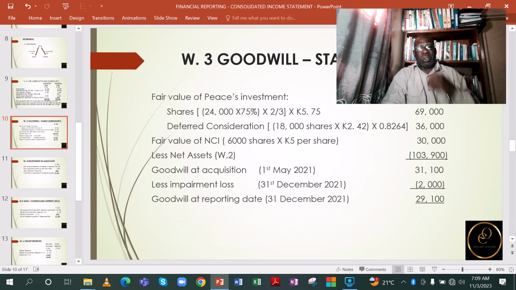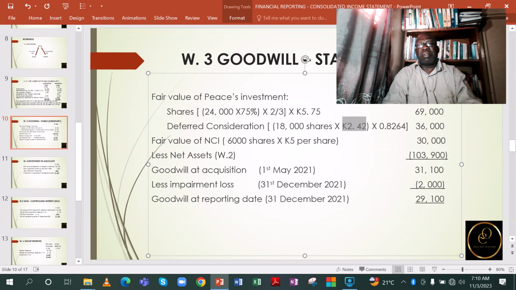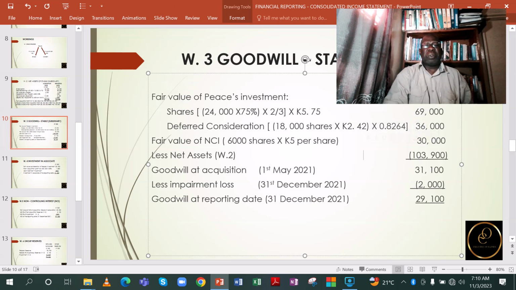When you work this out, 24 million times 2/3 times 5.75, you get 69 million. That is the fair value of the share exchange. So the fair value of the share exchange comes to 69 million kwacha. Then we also have these 18 million shares. There's another amount to be paid per share, which is 2 kwacha 50 ngwee per share, not now, but after 2 years. So you multiply 2 kwacha 50 ngwee times 18 million shares.